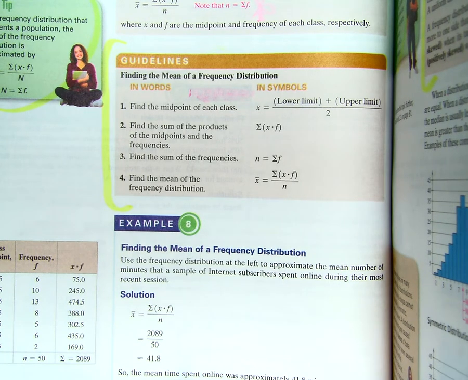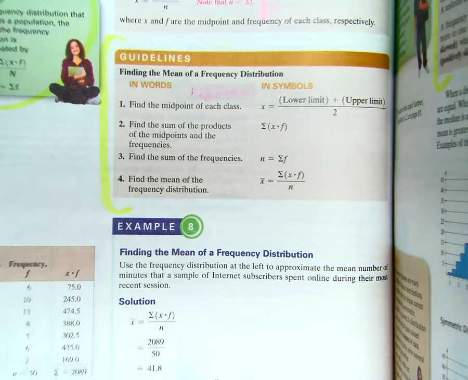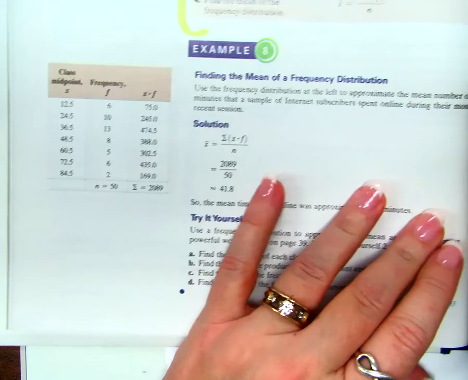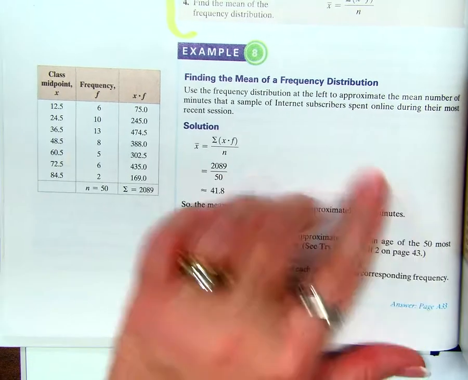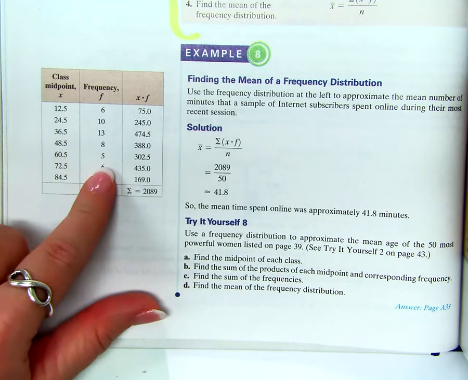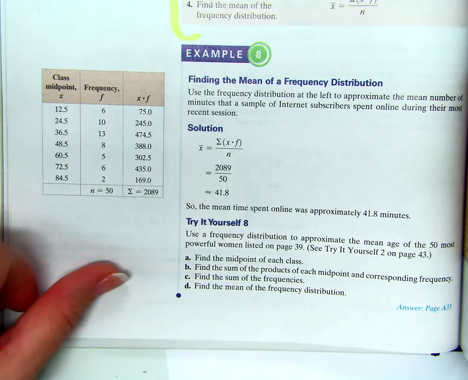Questions? You okay with that? So here's an example I want to walk through with you real quick. Finding the mean of a frequency distribution. It tells us right here what the class midpoint is and what the frequency is. They've already found that for the set of data that they have.